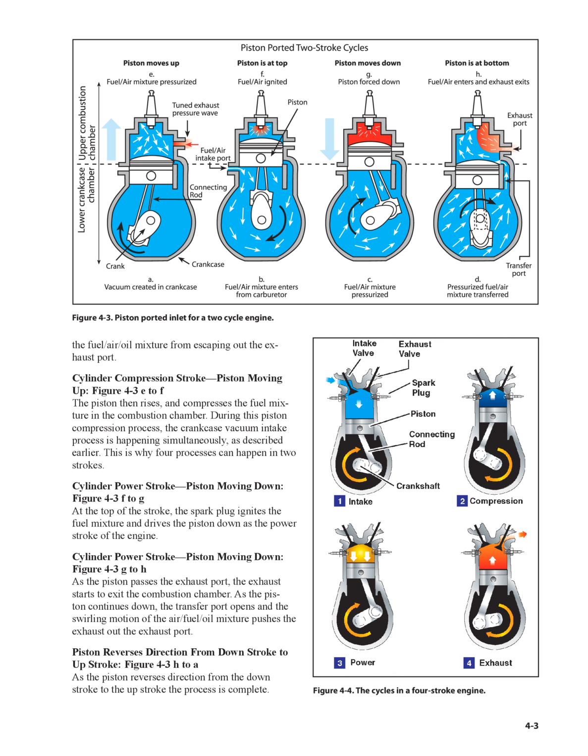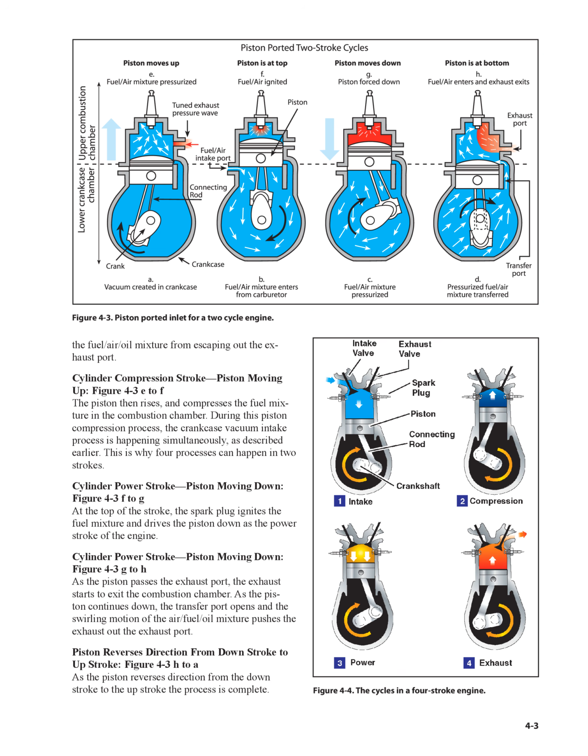Cylinder power stroke, piston moving down, Figure 4-3f to g. At the top of the stroke, the spark plug ignites the fuel mixture and drives the piston down as the power stroke of the engine. Cylinder power stroke, piston moving down, Figure 4-3g to h. As the piston passes the exhaust port, the exhaust starts to exit the combustion chamber.